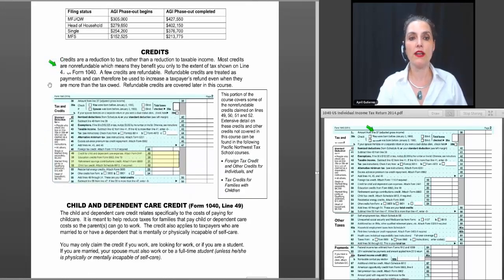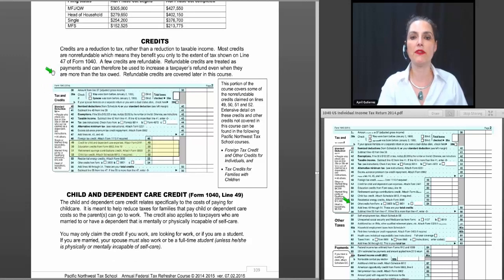Credits. Credits are a reduction of tax rather than a reduction of taxable income. So we're on to this section right here where we've got the foreign tax credit all the way through the other credits line. Most credits are non-refundable, which means they benefit you only to the extent of tax shown on line 47, that's this line right here, of the 1040. But a few credits can be refunded. Refundable credits are treated as payments and therefore can be used to increase a client's refund even when they are more than the tax owed.